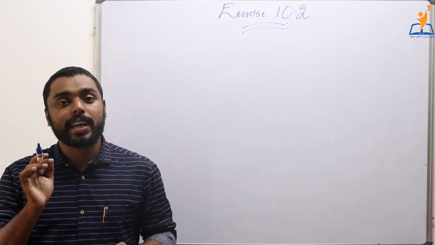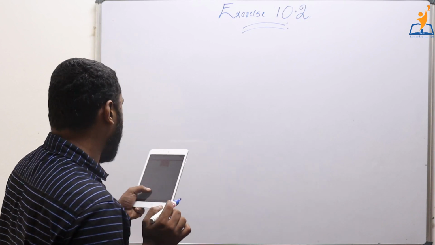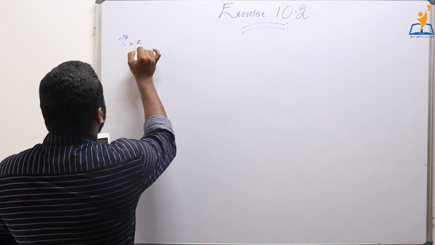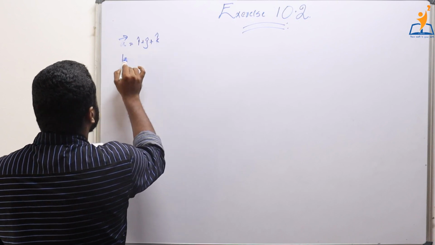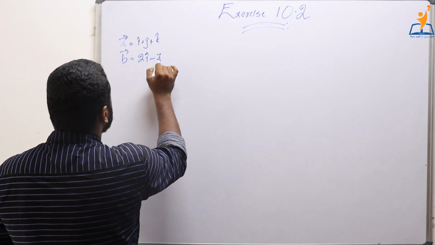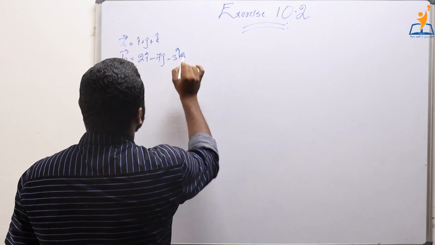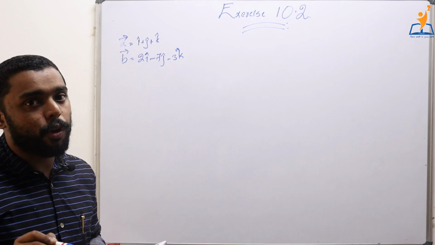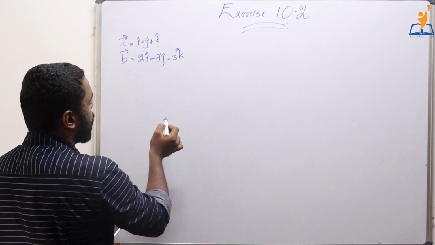So we can solve exercise 10.2. The first question is, compute the magnitude of the following vectors. So you are given two vectors. Vector A is equal to i cap plus j cap plus k cap, and vector B is equal to 2i cap minus 7j cap minus 3k cap. You have to evaluate the magnitude of these two vectors, and it is very easy if you know the formula to find the magnitude, and these two vectors are in the component form.